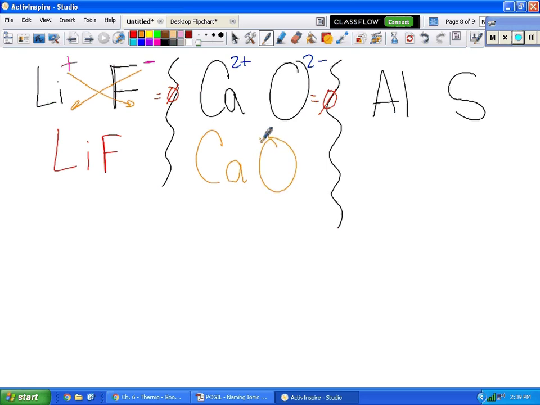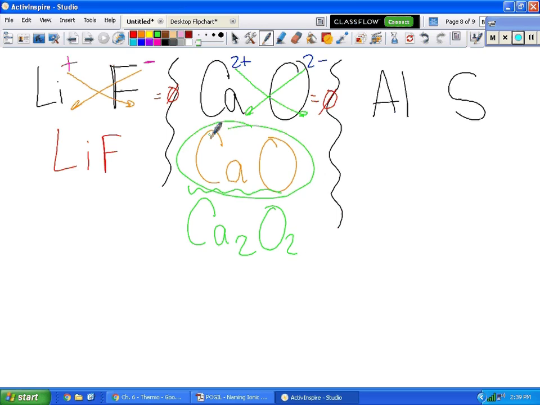I only have 1 of each. Now, if we do the crisscross method, there is one additional step, and let me show that to you. If I crisscross a 2 there and crisscross a 2 there, I would get Ca2O2. But just like I asked you yesterday in math class, would that be an acceptable answer? Why not? It's not simplified. So if you reduced it, it would be CaO.